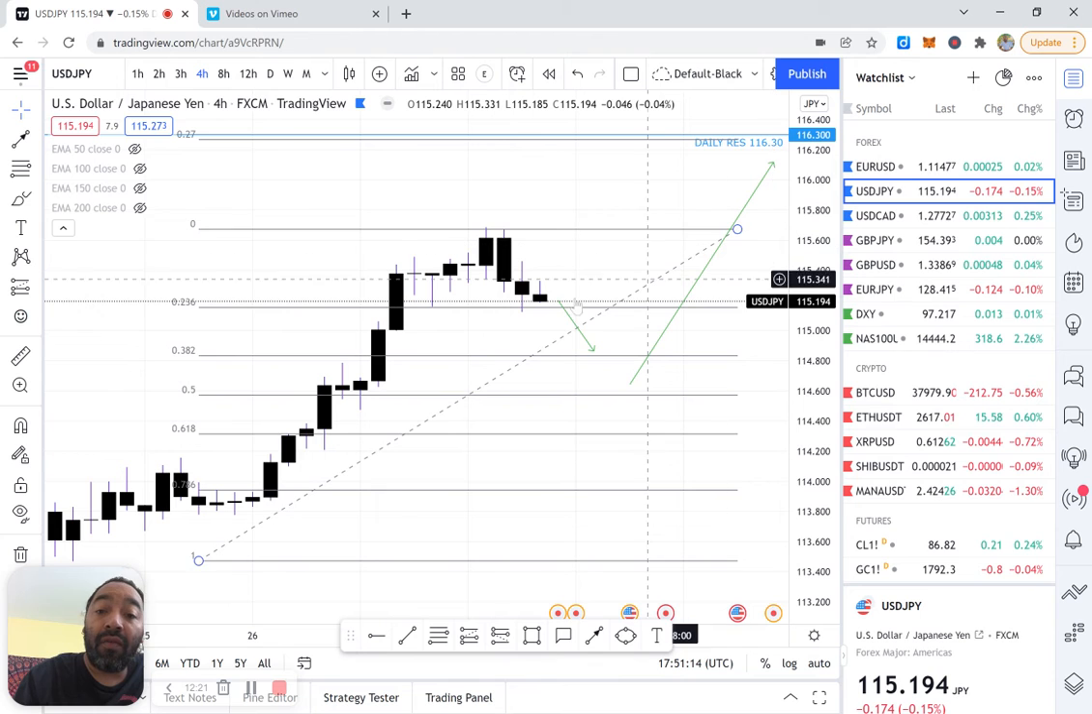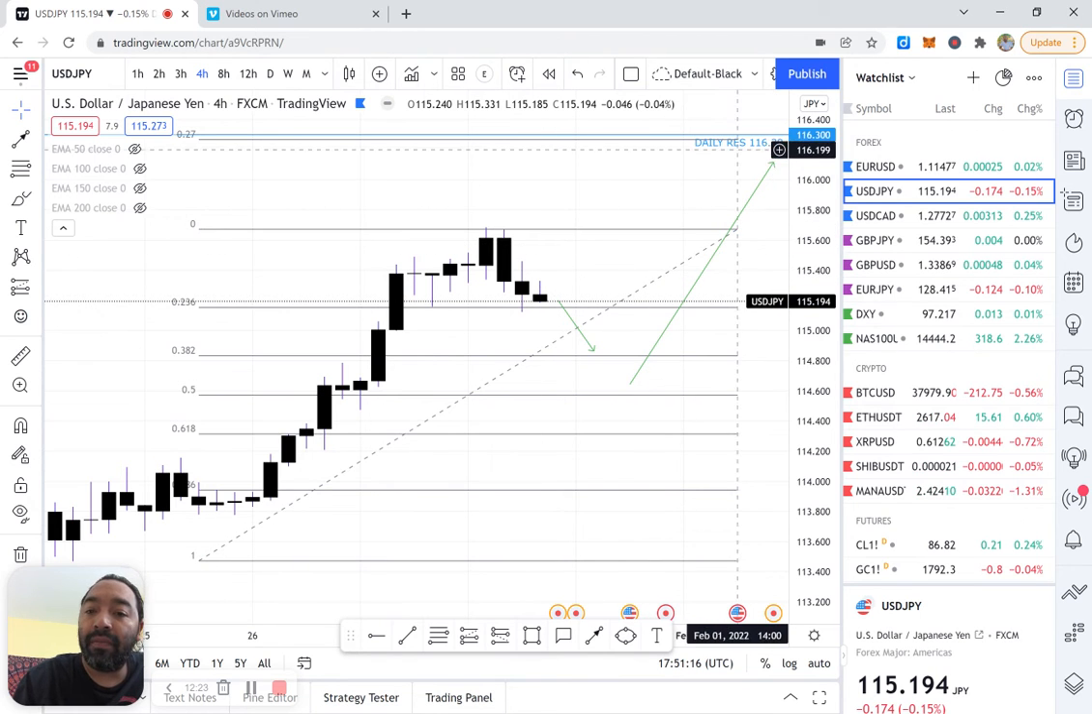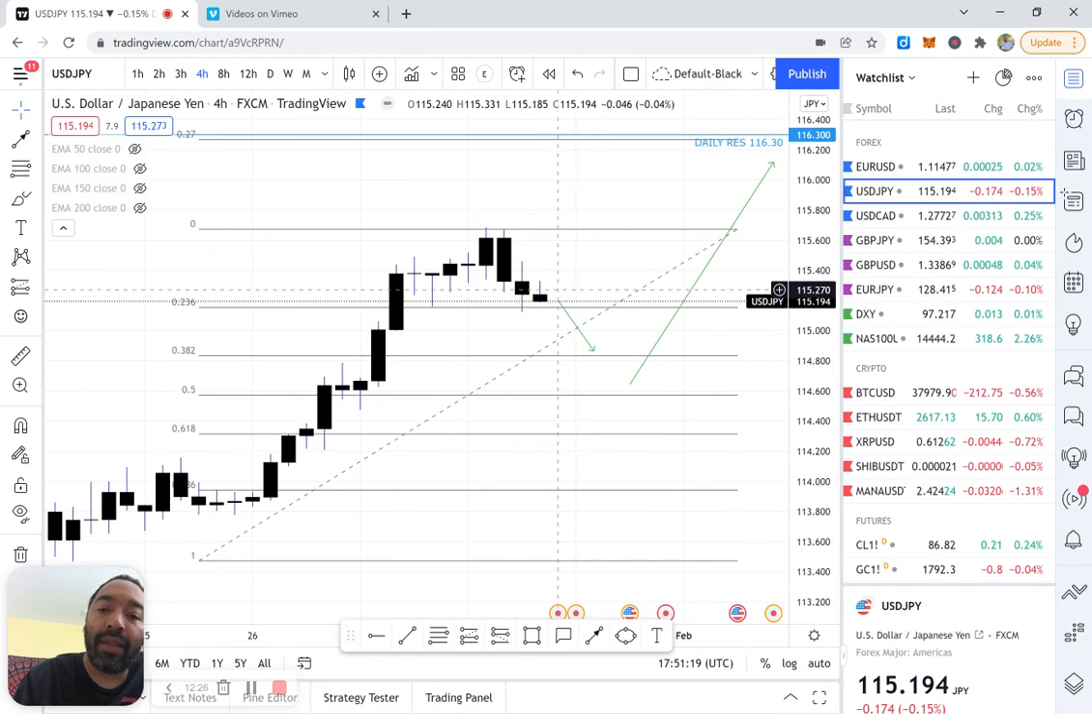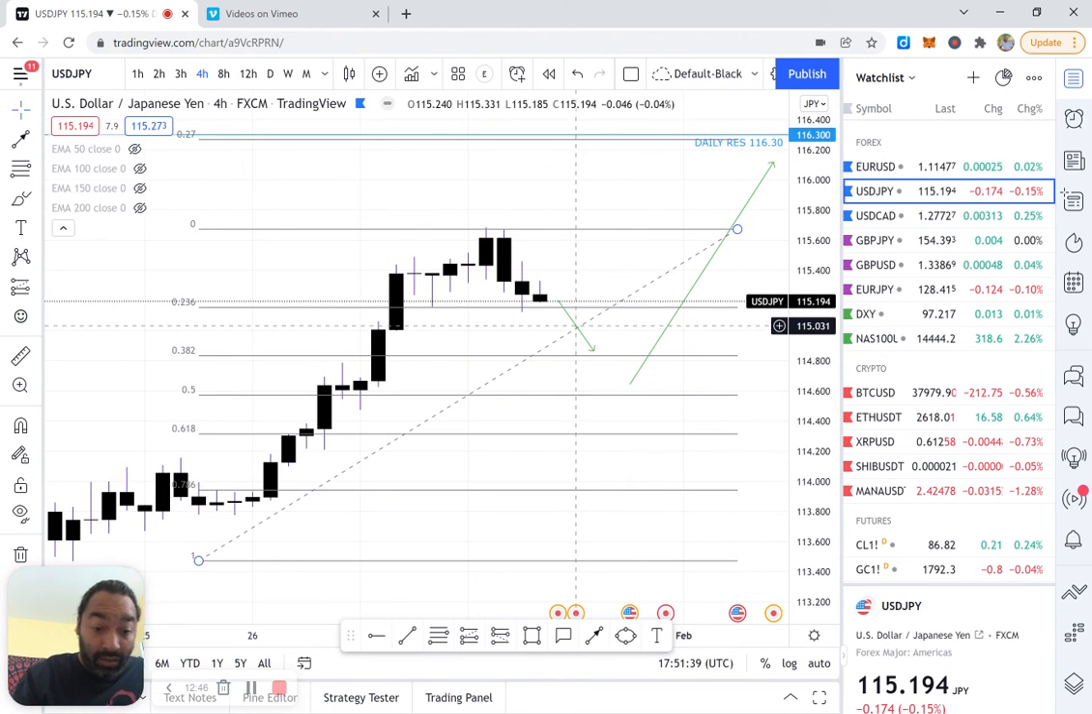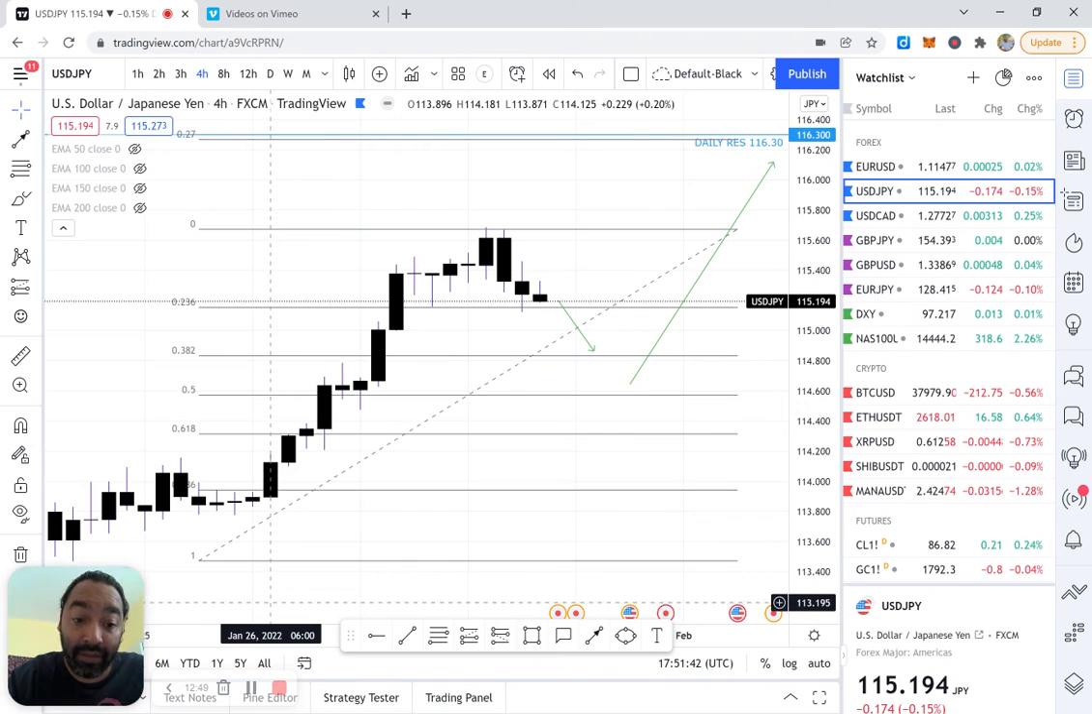Now, of course, if it starts to just shoot back up, I'm going to go ahead and get in and take the trade all the way up to this resistance. But if it starts to come down, then I'm going to see if it comes down to this 38, and then to this 50. After that, I expect it to consolidate here, bounce off the 50 and continue all the way back up to the resistance. So that's my analysis for this pair.